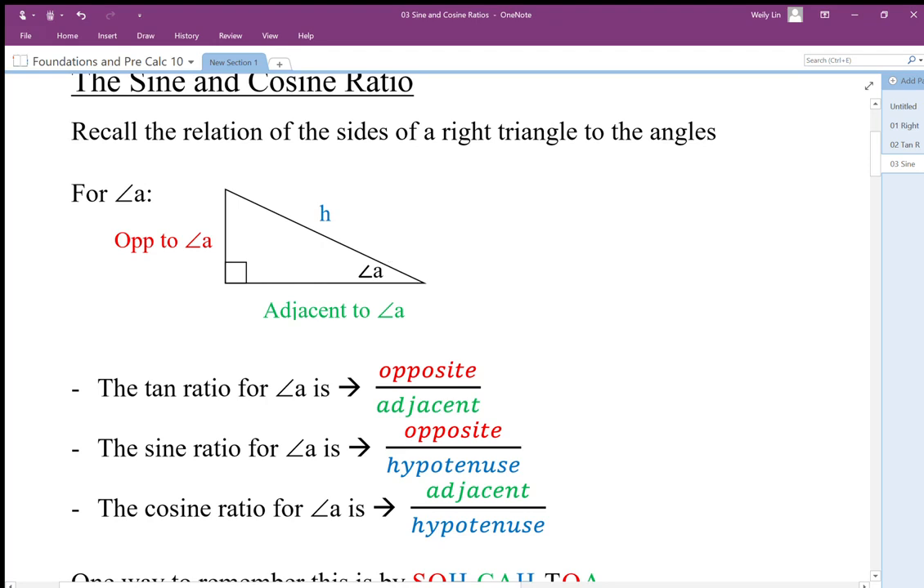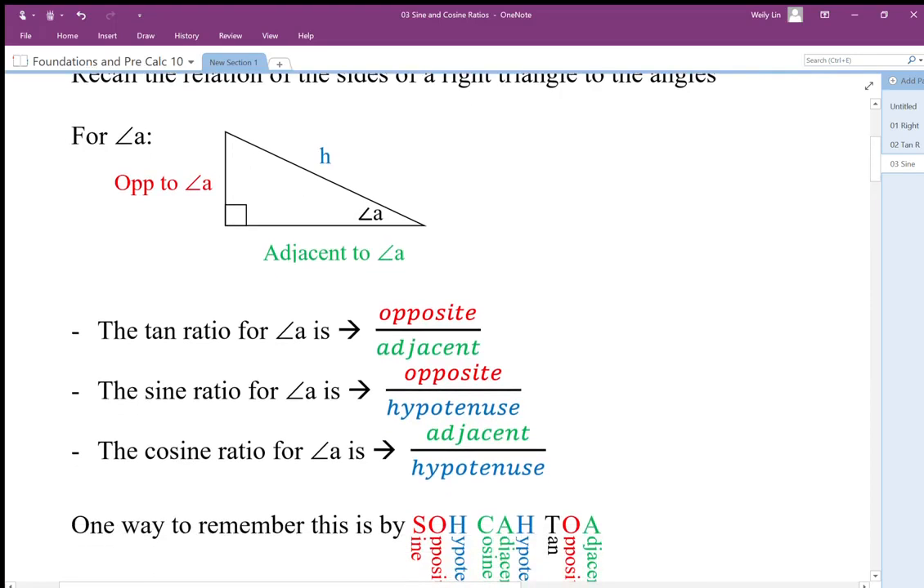And please make note that the sine ratio, that opposite side, can never be longer than the hypotenuse. So the value of the sine ratio can never be greater than 1. And same with the adjacent side compared to the hypotenuse. The adjacent side can never be longer than the hypotenuse because the hypotenuse is always the longest side. So these two ratios will never be bigger than 1. So if we get sine ratios that are bigger than 1, we've done something wrong.